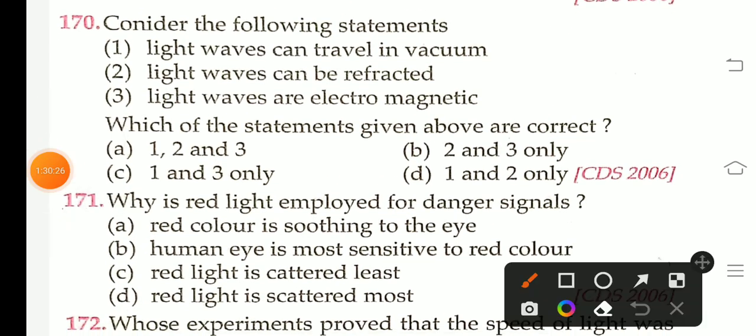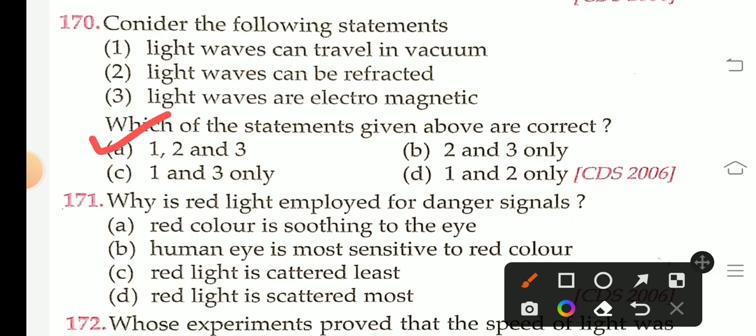Next, consider the following statements. 1. Light waves can travel in vacuum. 2. Light waves can be reflected. 3. Light waves are electromagnetic. Which of the statements given above are correct? Right answer option A, 1, 2 and 3.